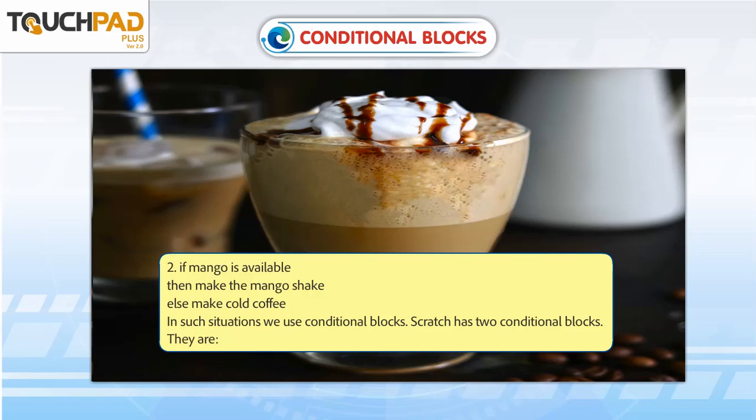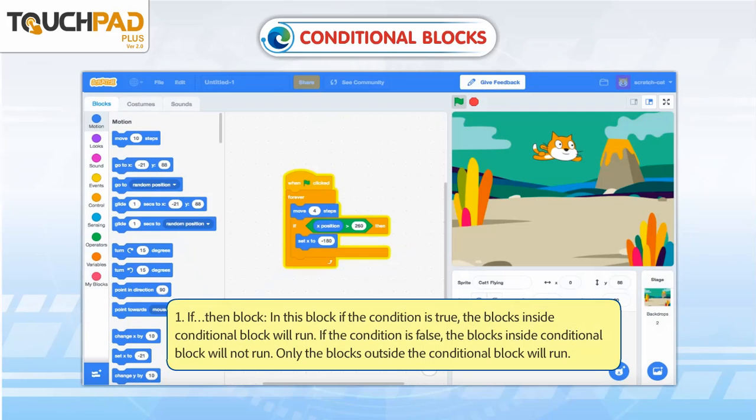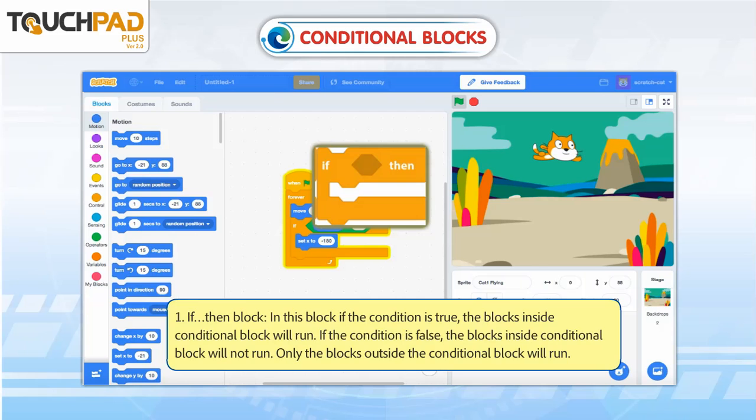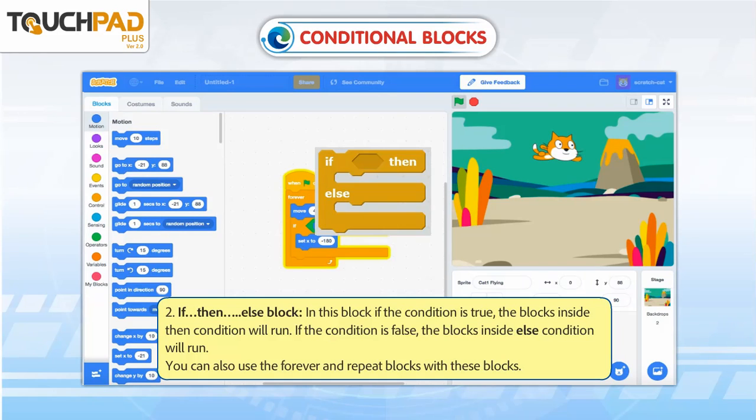Scratch has two conditional blocks. They are 1. If, then block. In this block, if the condition is true, the blocks inside the conditional block will run. If the condition is false, the blocks inside the conditional block will not run. Only the blocks outside the conditional block will run. 2. If, then, else block. In this block, if the condition is true, the blocks inside the then condition will run. If the condition is false, the blocks inside the else condition will run. You can also use the forever and repeat blocks with these blocks.